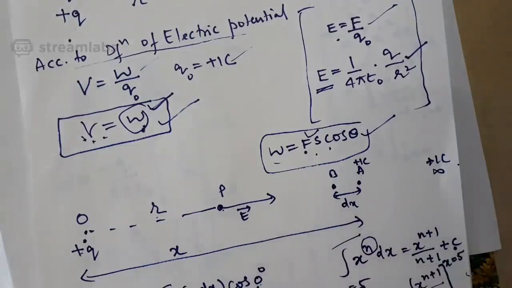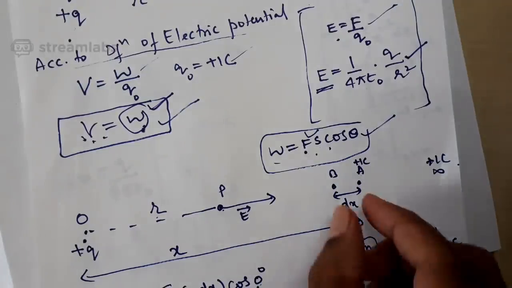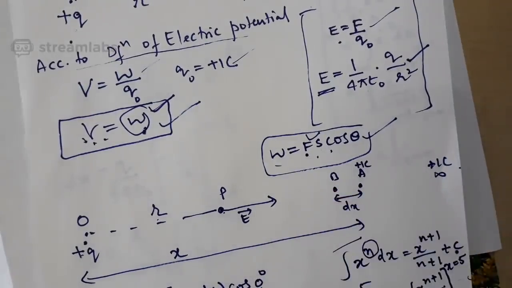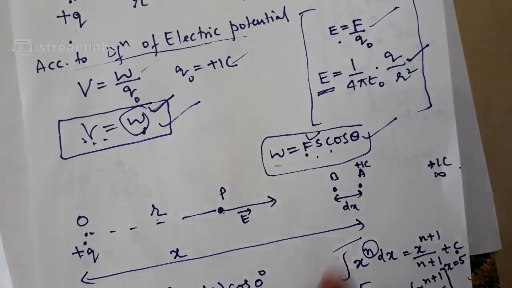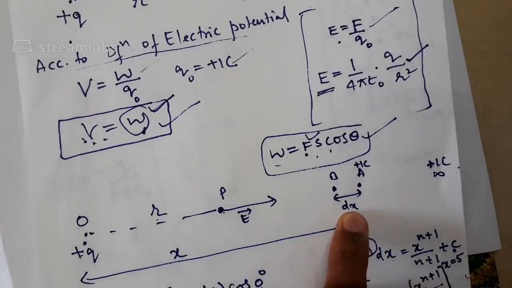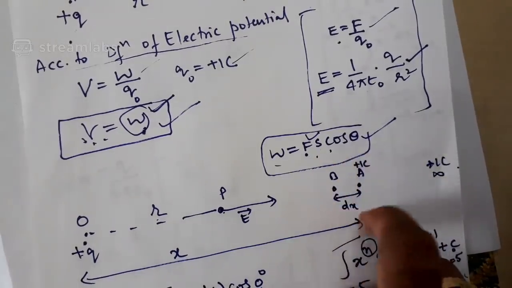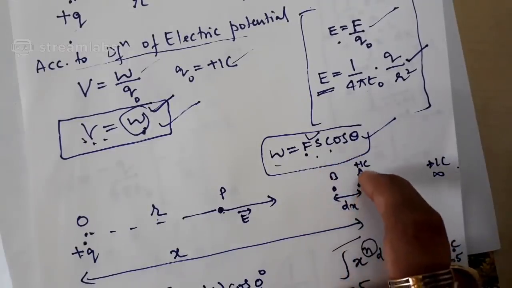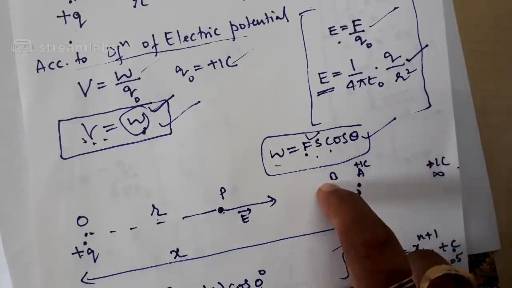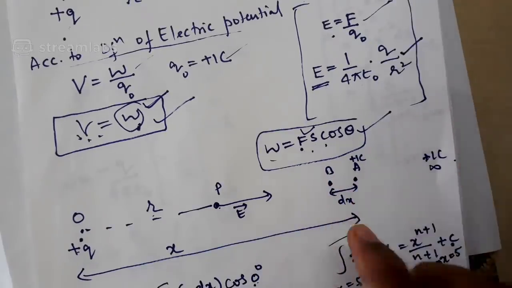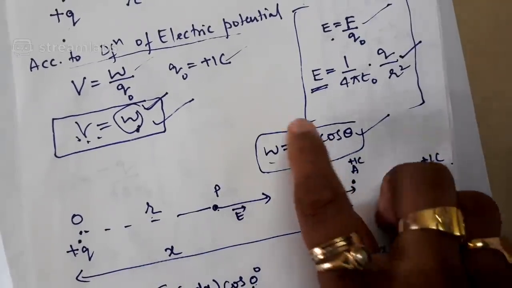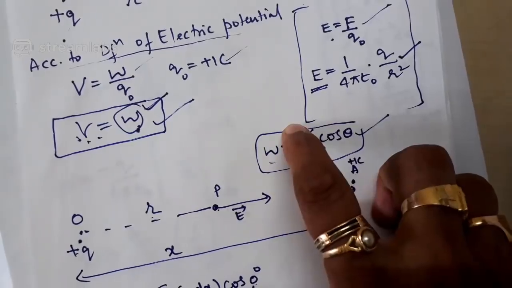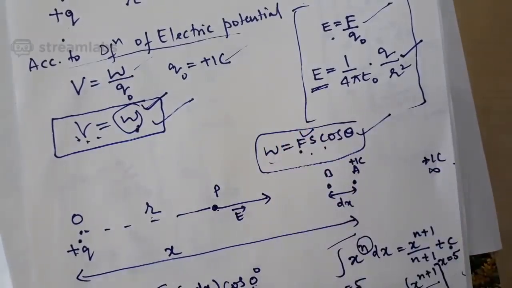So I took one example. In that non-uniform electric field, I selected 2 points A and B. They are separated by a very small distance dx, assuming that in that region the electric field is uniform. So if I move a plus 1 coulomb charge from A to B, a small amount of work is done, and that work done can be found using this formula because force is a constant there. Correct? Use this equation.